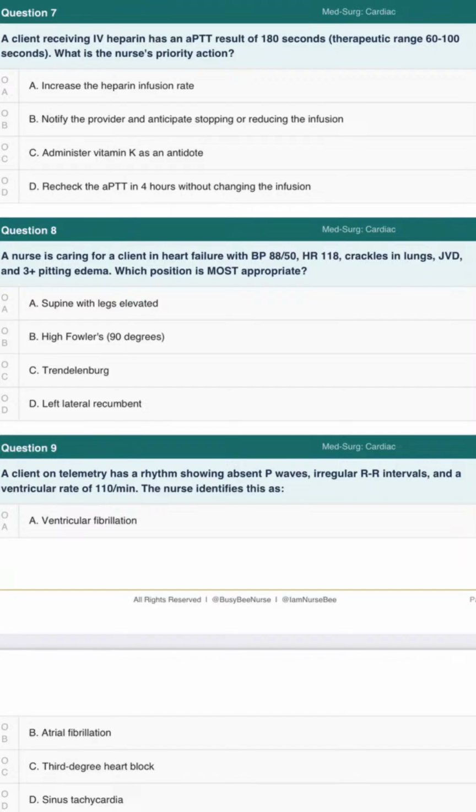Number 9: a client on telemetry has a rhythm showing absent P waves, irregular RR intervals, and a ventricular rate of 110. The nurse identifies this as what? A, ventricular fibrillation, B, atrial fibrillation, C, third degree heart block, and D, sinus tachycardia. All right, let me know what you guys think.